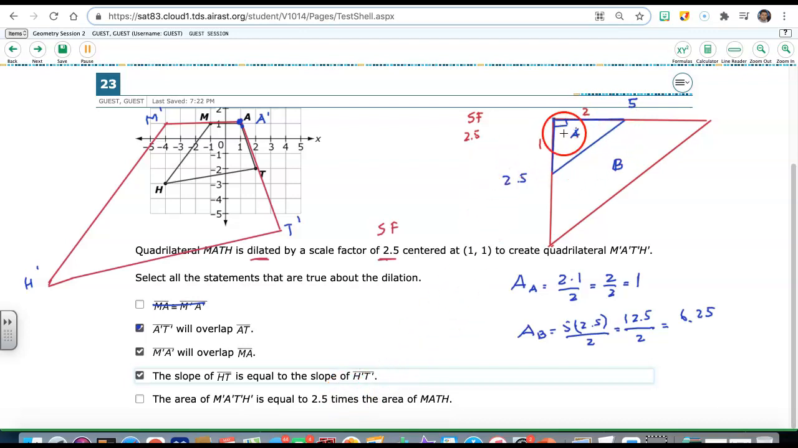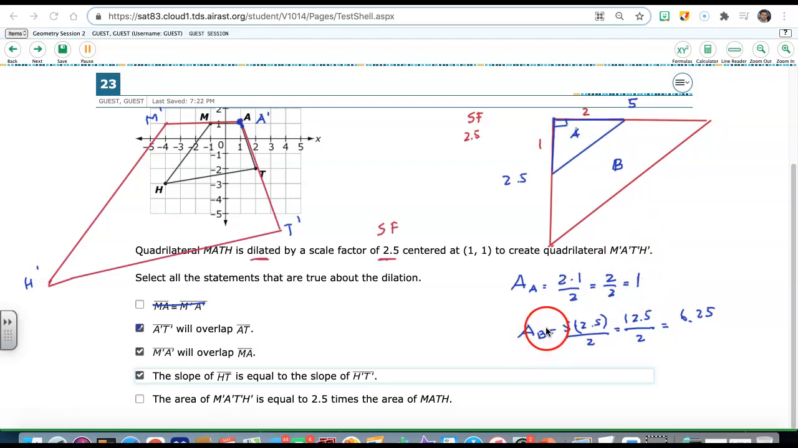So if I want to find the area, my little triangle is going to be base times height divided by 2. Base times height divided by 2, right? So my base is 2. My height is 1 divided by 2. 2 times 1 is 2 divided by 2 is 1. So the area of the little triangle is 1.